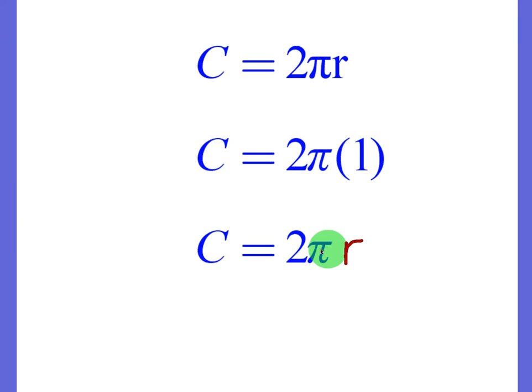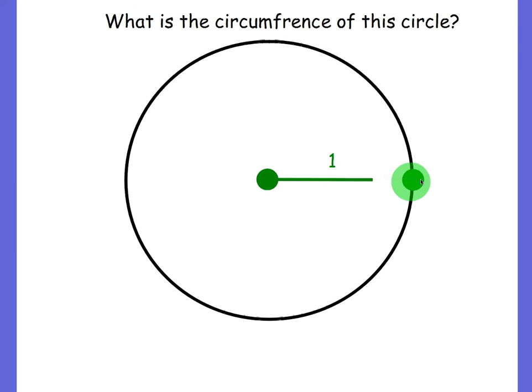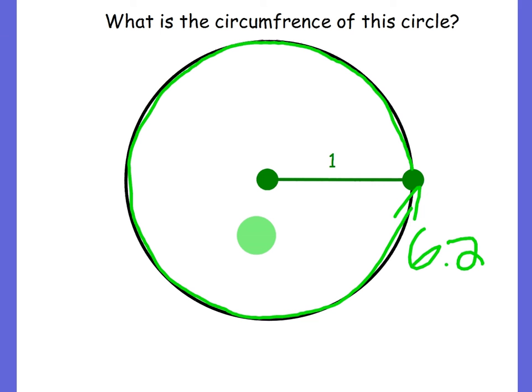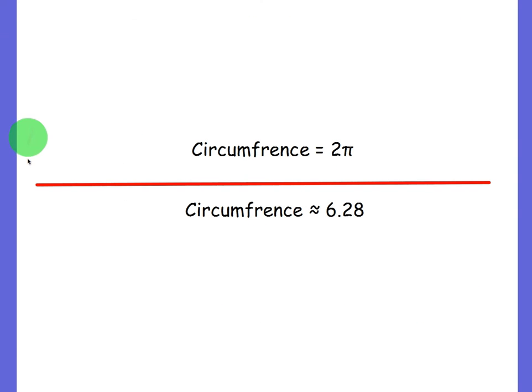So going back to our diagram here, this green radius fits all the way around this circle 6.28 times, or 2 pi times. However big the radius is, it will go around it that many times. You can make the circle as big or small as you want to be. So here's kind of what it looks like stretched out. If you were to stretch the circle completely out, there would be 6 of those radiuses inside the circle.